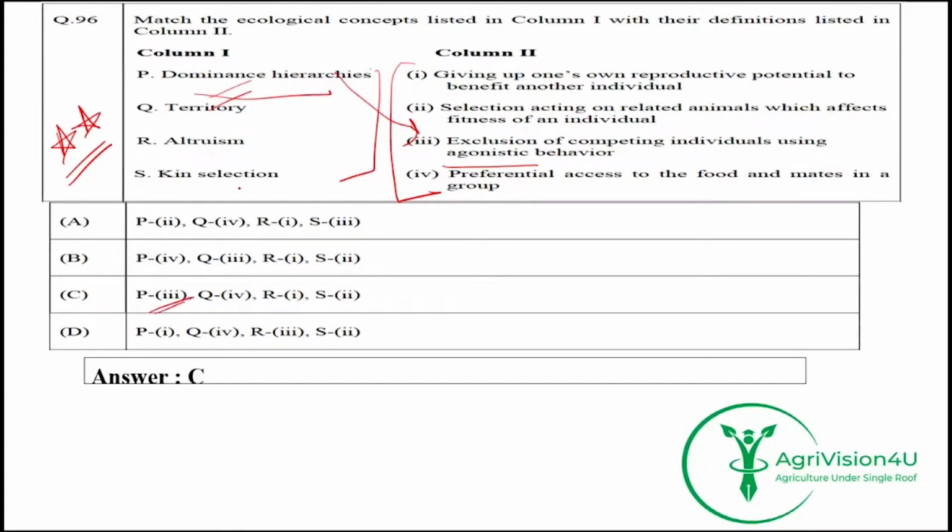So we have P3. Then we have territory. Whenever we say territory, that means we say, okay, this is a territory of, say, a lion. Fine. That means it has two characteristics. First, mating, and the second is food. Then only we say that, okay, this is a territory of a lion. So the territory definition would be, search for the definition, preferential access to the food and mates in the group. So territory would be 4, Q4. So Q4 is over here.